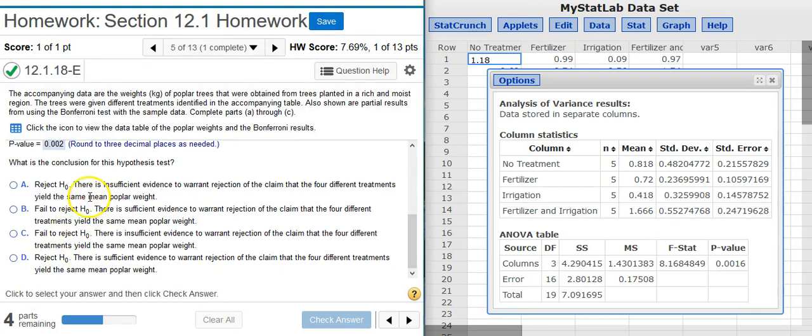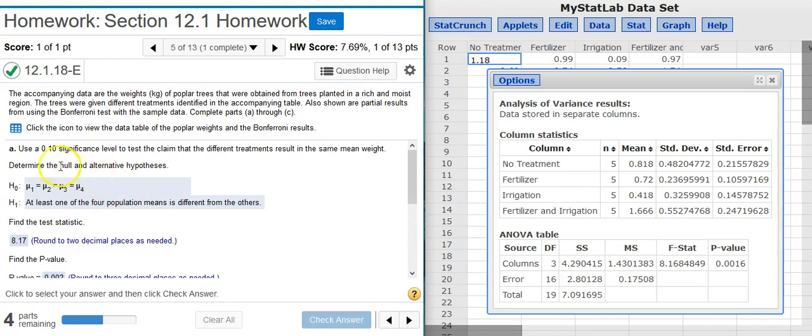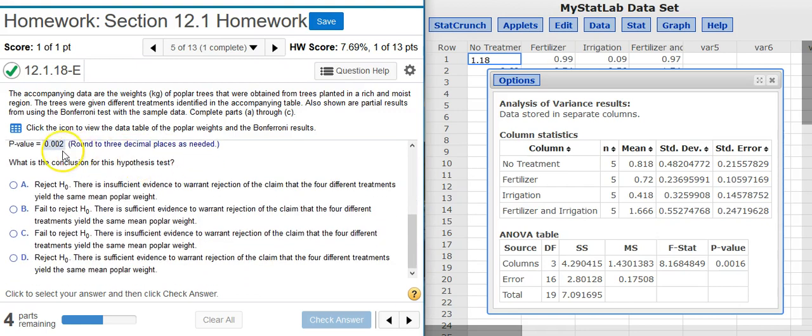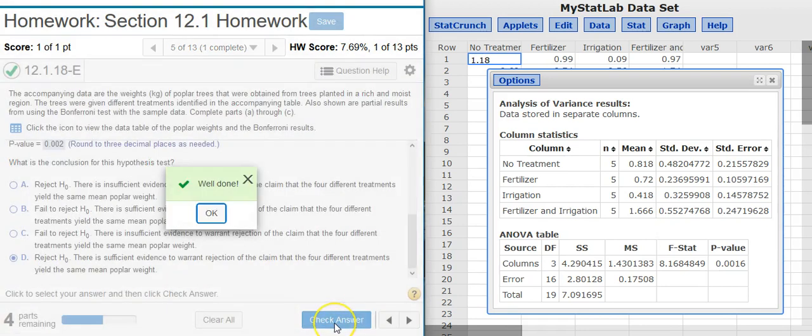Now we're asked to conclude our hypothesis test. Remember earlier in the problem statement we were asked to use a 10% significance level to test our claim. Our p-value is definitely less than 10%. Therefore, we're inside the rejection region, so we're going to reject the null hypothesis. And whenever we reject the null hypothesis, there's always going to be sufficient evidence. Well done!